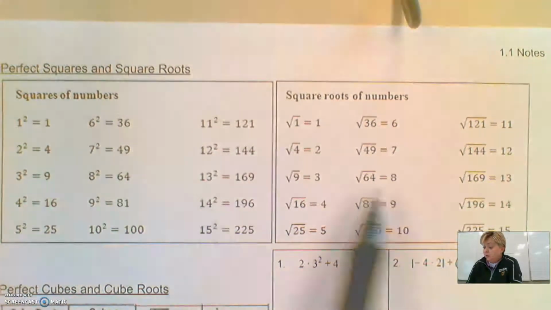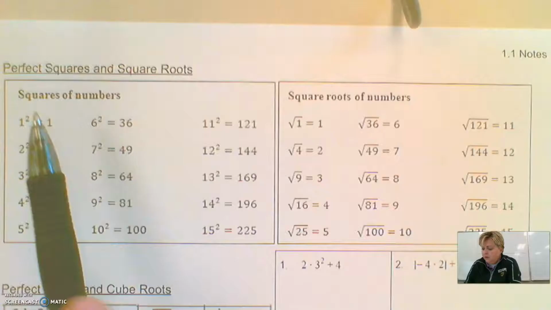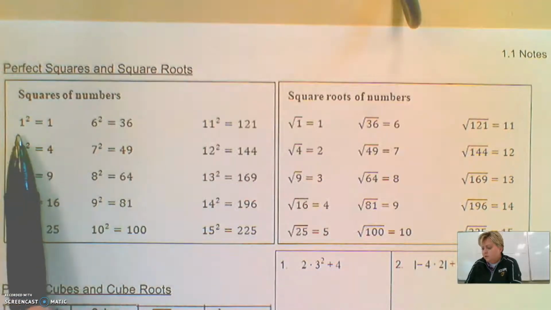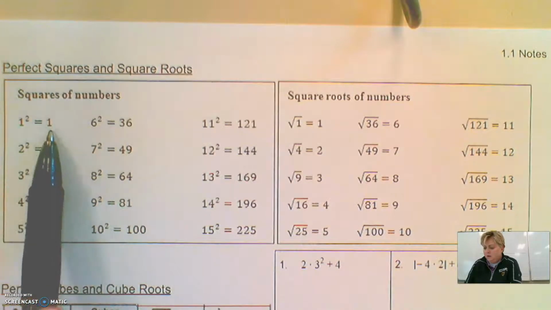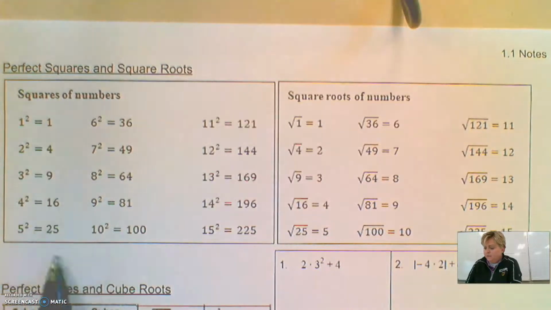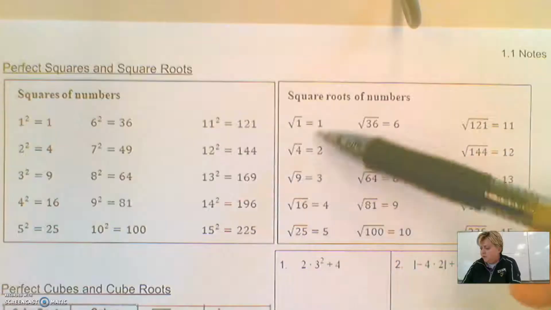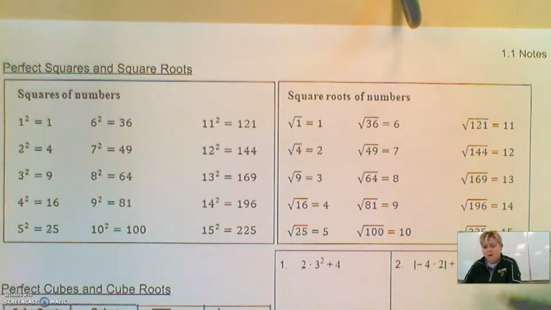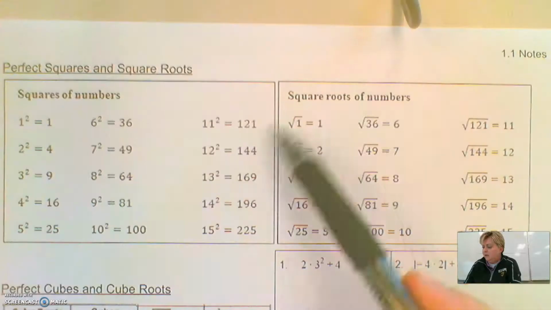You need to begin learning each of these three. Squares of numbers, you need to know 1 squared to 15 squared, what each of these are equal to. Square roots of numbers, same thing, from 1 to 15. Square root of 1 is 1, square root of 225 is 15. You need to begin learning these.